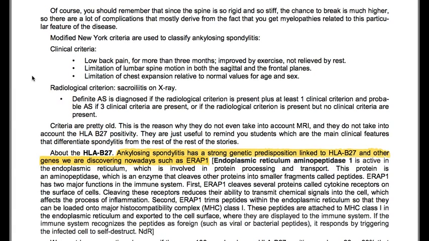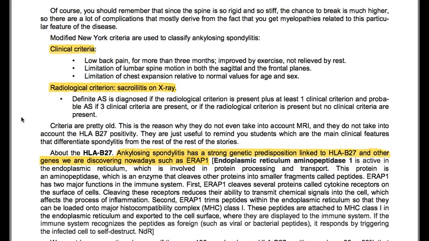The modified New York criteria are used to classify ankylosing spondylitis. The clinical criteria are low back pain for more than 3 months improved by exercise, not relieved by rest, limitation of lumbar spine motion in both the sagittal and frontal planes, and limitation of chest expansion relative to the normal values for age and sex. The radiological criterion is sacroiliitis on X-ray.